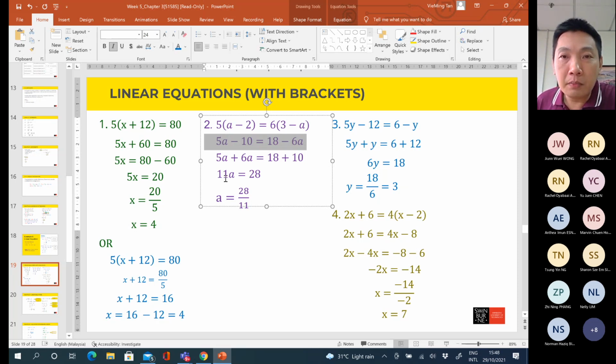Then lastly, move 11 to the right hand side. The relationship between 11 and a is a multiplication relationship, so if 11 moves to the right hand side it becomes divide. So it's 28 over 11.